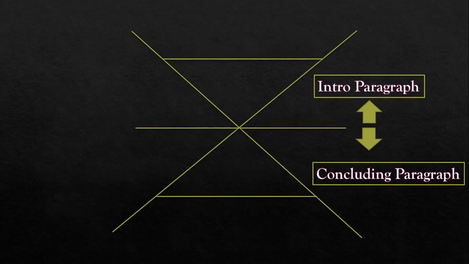So a graphic organizer that I like to use is this. You draw a very large X and 3 horizontal lines, as you can see. The top half of this organizer is going to be for your introductory paragraph, and the bottom half is going to be for your concluding paragraph. The line through the middle is for the thesis statement. The thesis statement is often the bridge connecting the intro and the conclusion.